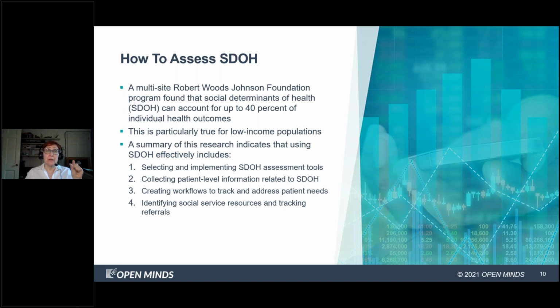And that was particularly true for low income populations. So the end of the study basically said, here's how you effectively incorporate social determinants of health into your programming. You assess, you collect information at a person level, you track and then try to address people's needs, and you identify available social supports for folks and track referrals and track outcomes and track the processes.